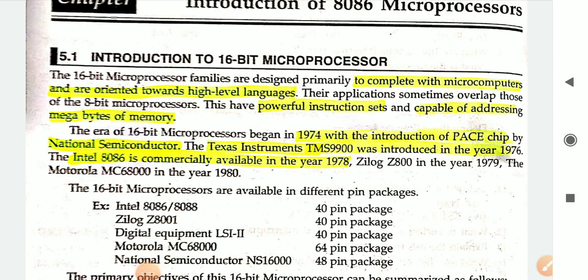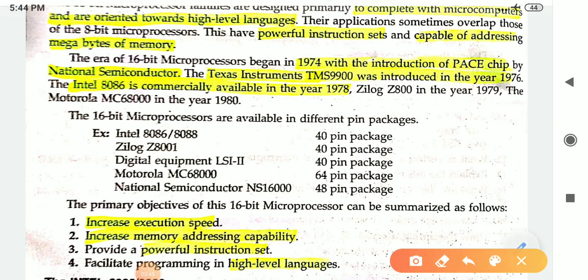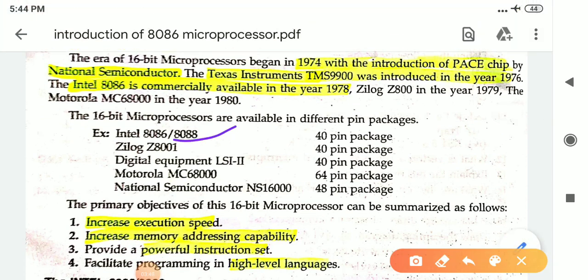The 16-bit microprocessors are available in different pin packages. Here are some examples, so let's take a look at them. First is the Intel 8086 and 8088, which come in a 40 pin package, and the Zilog Z8001 is also a 40 pin package. Next is the Digital Equipment LSI-11, also a 40 pin package, the Motorola MC68000 is a 64 pin package, and the National Semiconductor NS16000 is a 48 pin package.